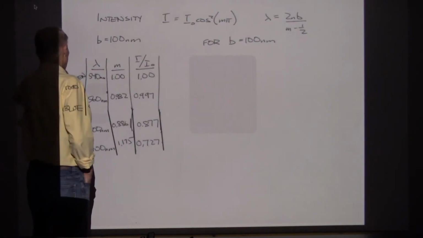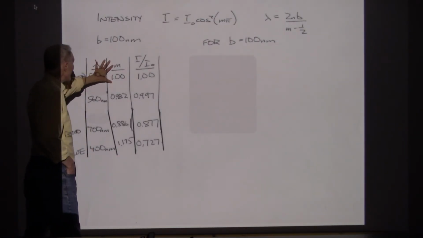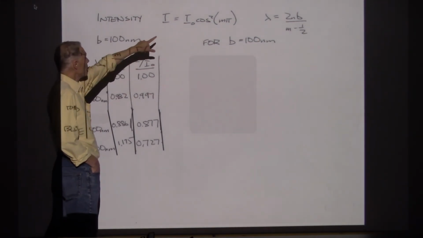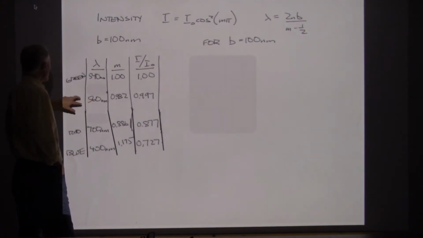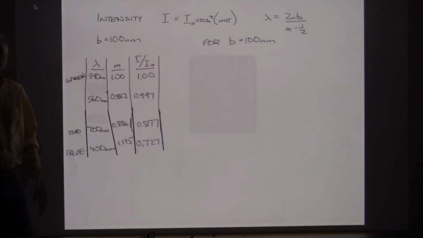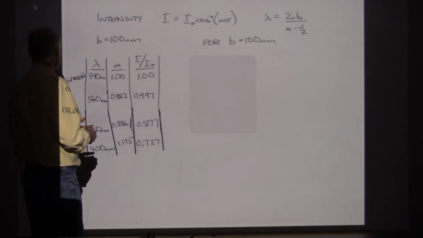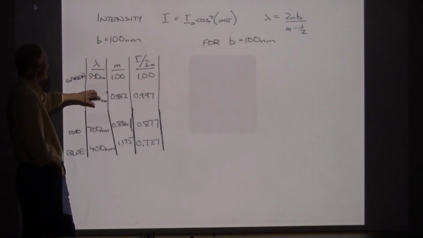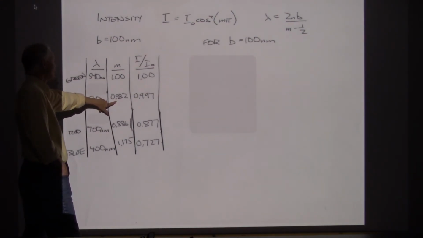Okay, so when we're right at 540, the M value is 1, and the relative intensity is 1 from our formula. But what happens at 560 nanometers? That's not so far away from 540. Well, if I go to 560 nanometers and redo that calculation of M from the previous slide, it comes in at 0.982.